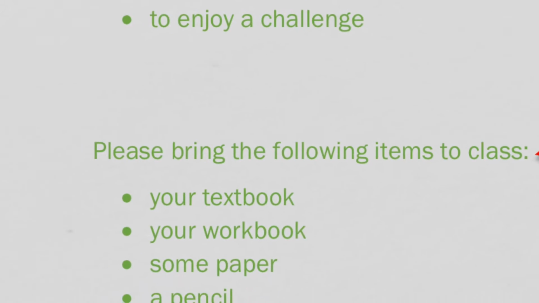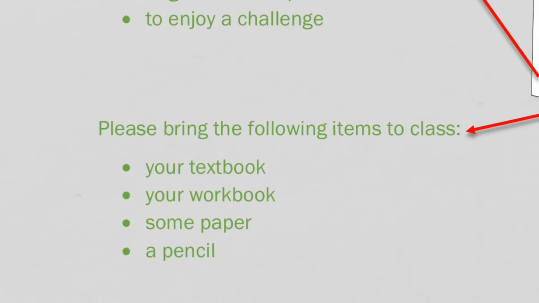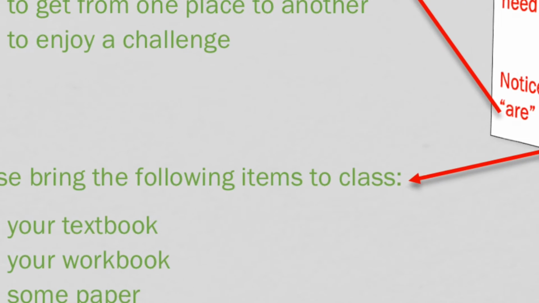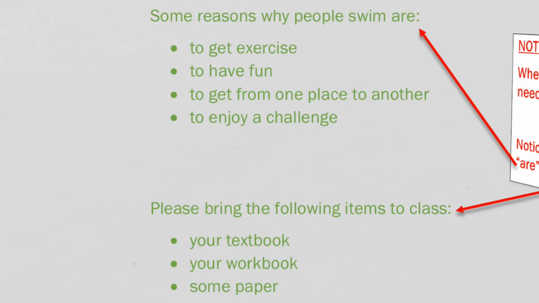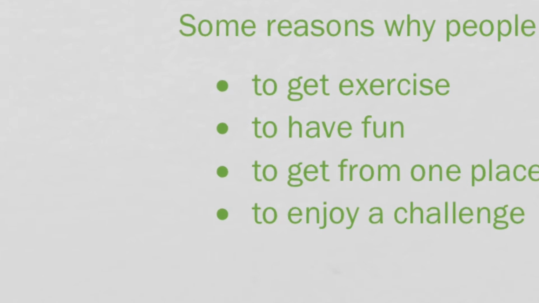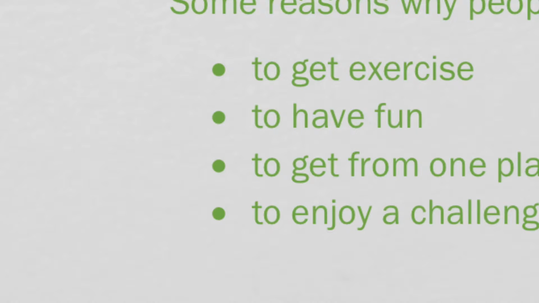Another hint that you have a list of things is the word following. Let me read this introduction to this list of things here. It says, please bring the following items to class, colon. Your textbook, your workbook, some paper, a pencil. So that's how you use colons to make lists, right? You just need one line to explain what your list is, and then you just list everything. These are called bullet points, these little circles here.